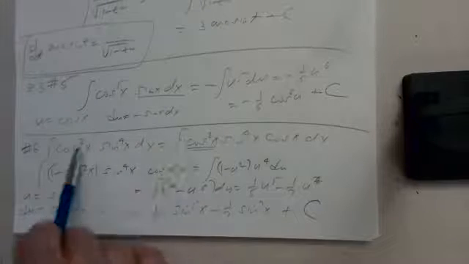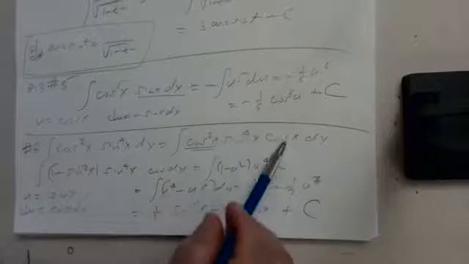So if you have an odd power, you strip off one of them. So you have an even power times the cosine, and you use this identity to write everything in terms of the sine. And then this substitution simplifies everything immediately.